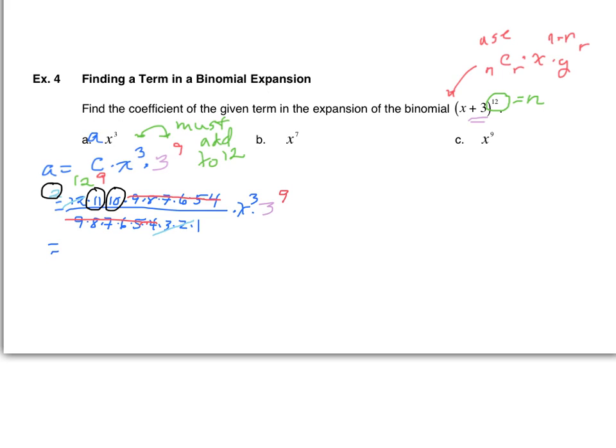And so my answer is going to end up being 2 times 11 times 10 times x cubed times, what's 3 to the 9th? Calculator, 3 to the 9th. A large number.